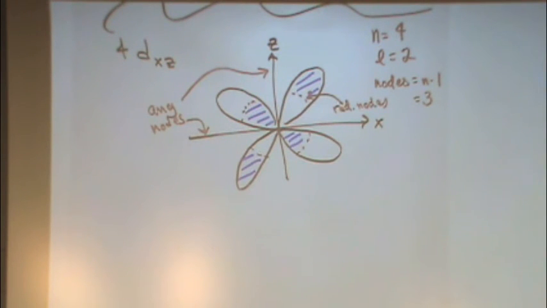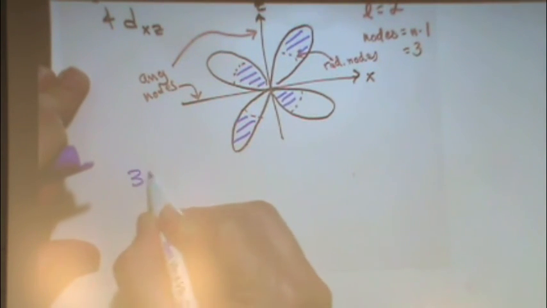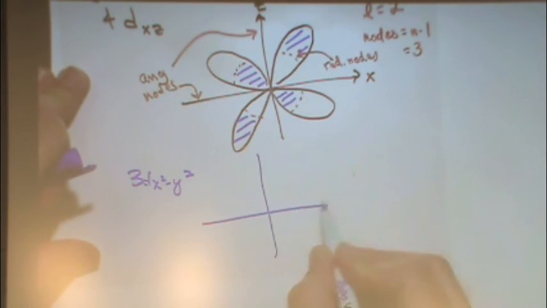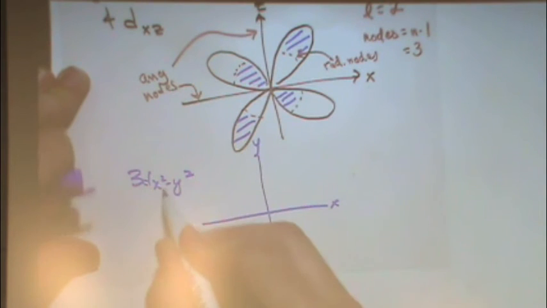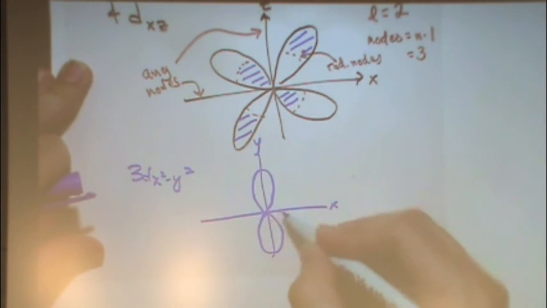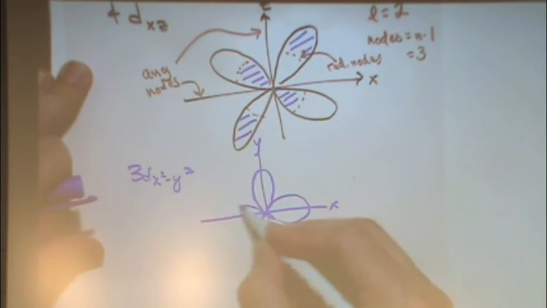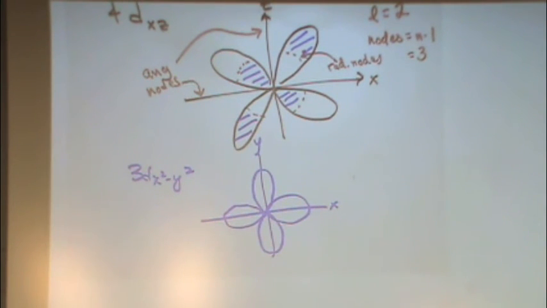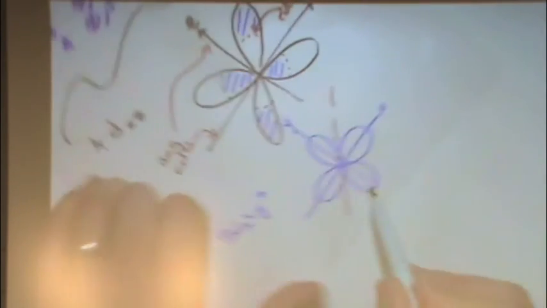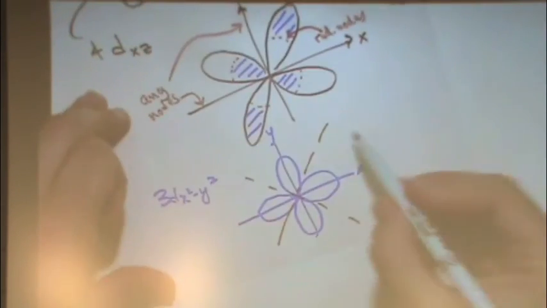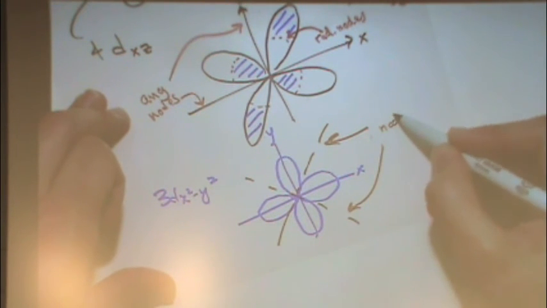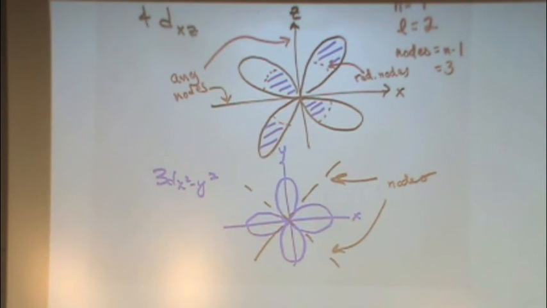Okay, hold up. Let's just do this: a 3dx squared minus y squared. If you wanted to do that, it's on the xy axis, but in this case, they're on axis, like this, not off. The lobes are on the axes, like this. Then the 2 angular nodes are like this. They bisect it, just like the other one. 2 nodes, those happen to be angular nodes.